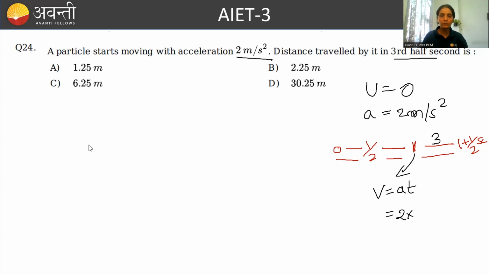Time is equal to how much? 1 second. So 2 meter per second. Time 1 second. Why 2? Because it has started at t equal to 0. Until here, time is 1 second. So here velocity will be 2 meter per second.